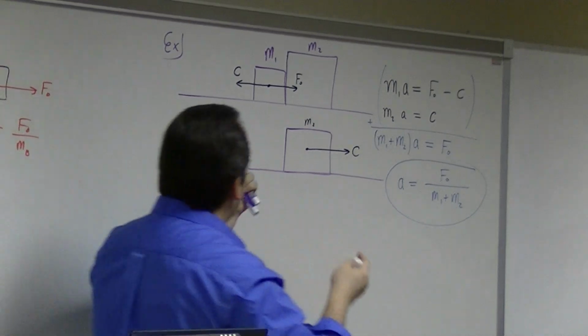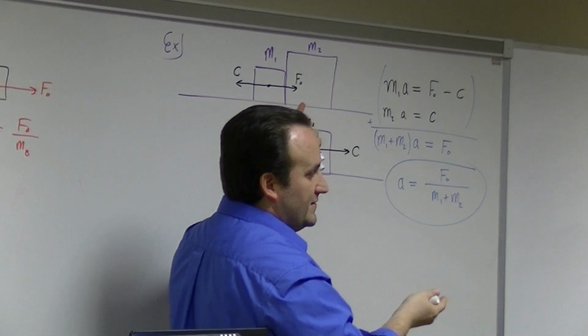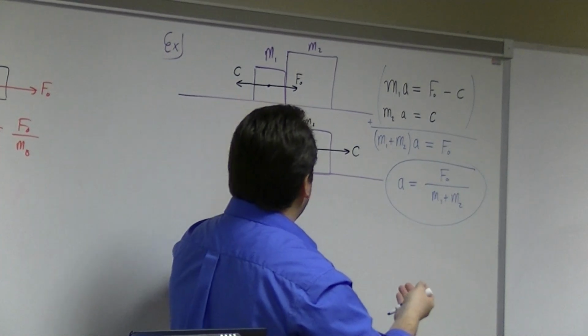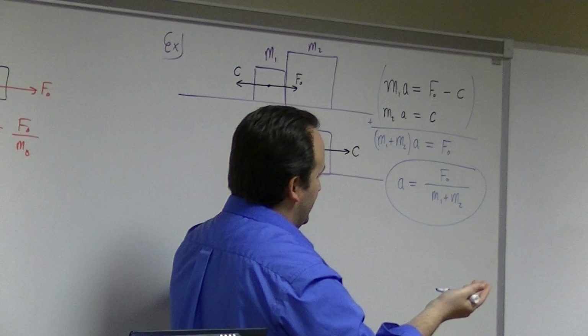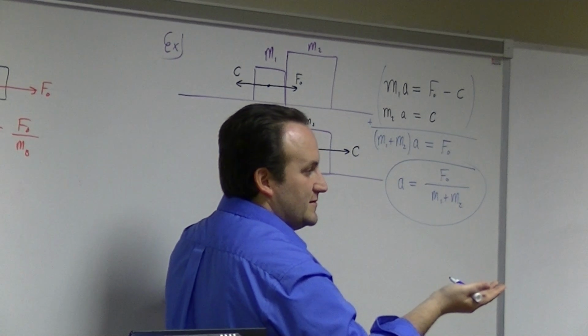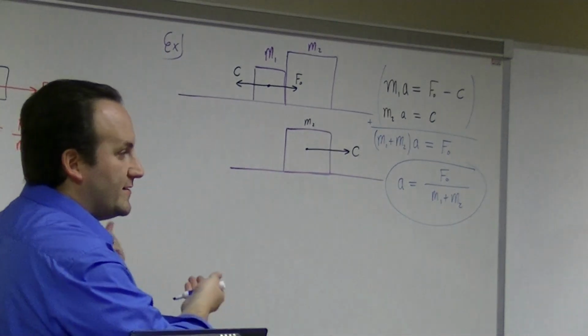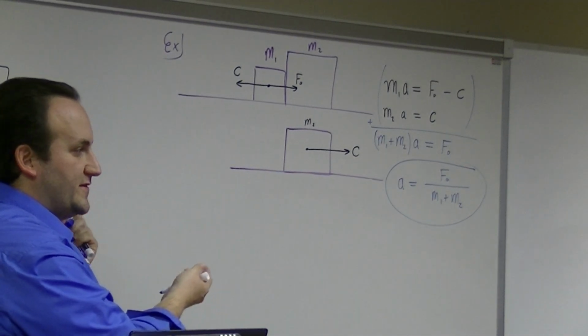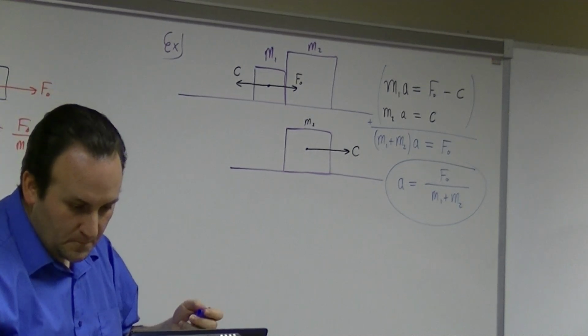You're just thinking of it as having one big mass, M1 plus M2, and the net force on that big mass is F naught. So the acceleration is F naught divided by the total mass, and you're not wrong. But I've derived that here. I've shown you that the internal forces of the system cancel out when you think about the aggregate motion.